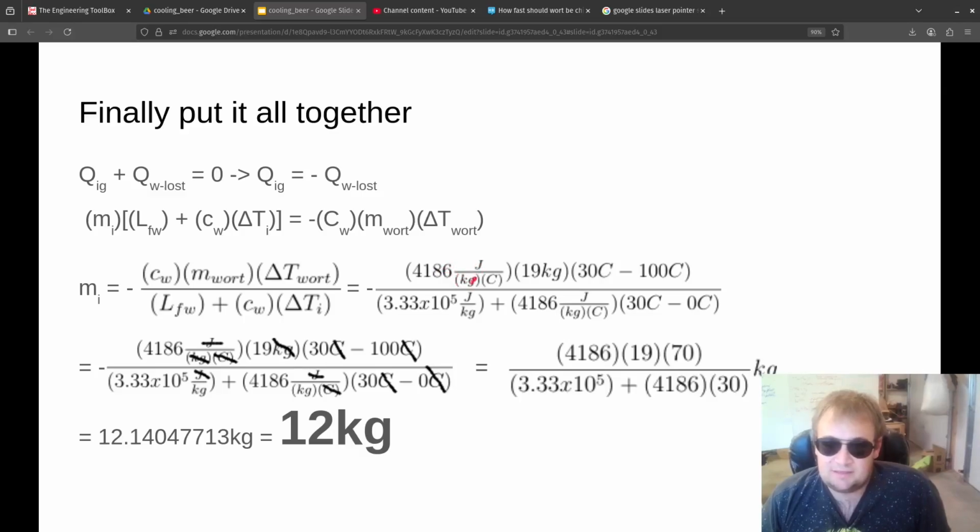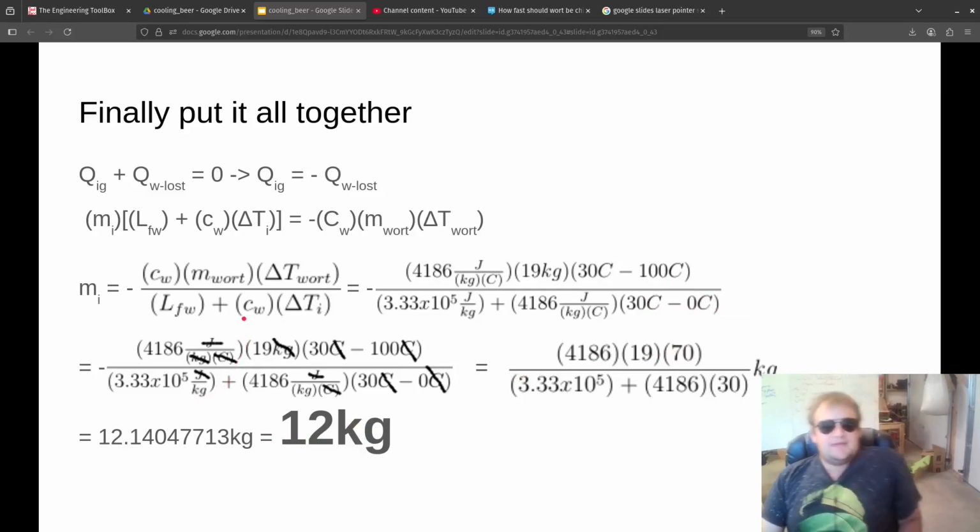4,186 joules per kilogram Celsius multiplied by 19 kilograms multiplied by 30 degrees Celsius minus 100 degrees Celsius, which will give us a negative 70 degrees Celsius. So this will change to a positive. On the bottom, we have 3.33 times 10 to the 5th power joules per kilogram plus 4,186 joules per kilogram Celsius times 30 degrees Celsius, because there's a 0 right here as the final temperature.